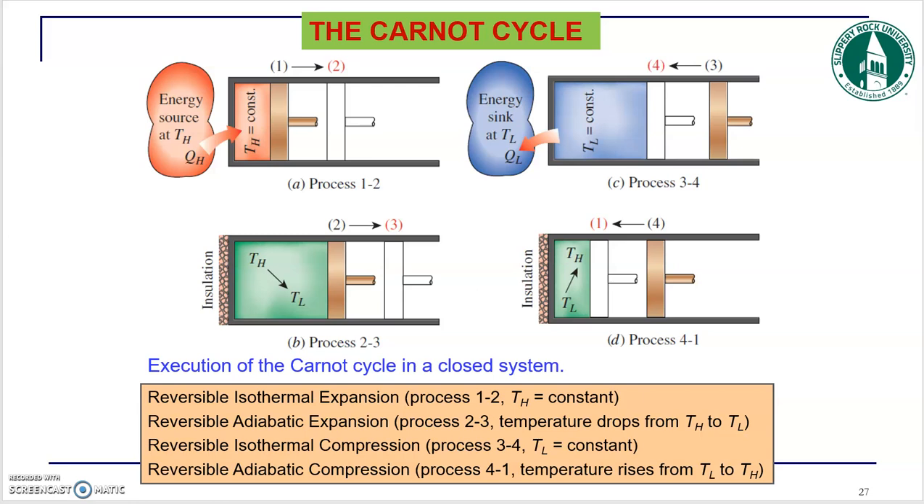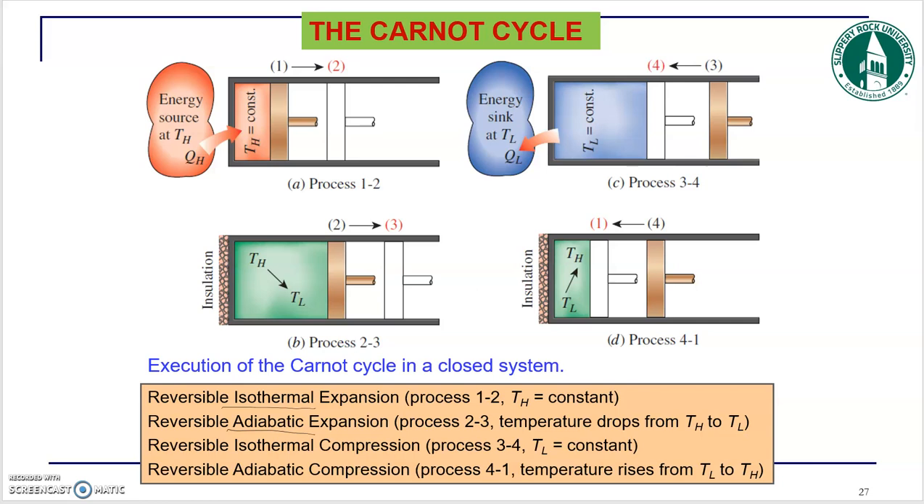So remember the difference between isothermal and adiabatic processes. In an isothermal process, the temperature stays constant. In an adiabatic process, there is no heat transfer between your system and surroundings, right? So those are the definitions of isothermal and adiabatic processes. All right, so two of the processes in the Carnot cycle are isothermal, and two are adiabatic.